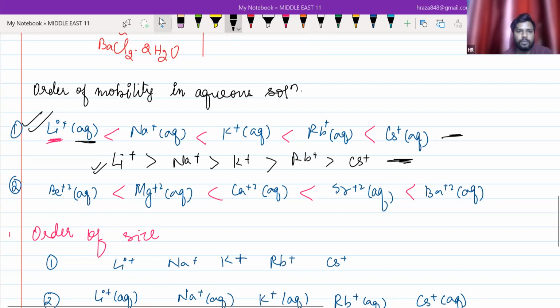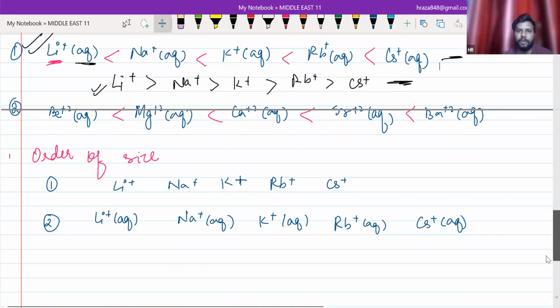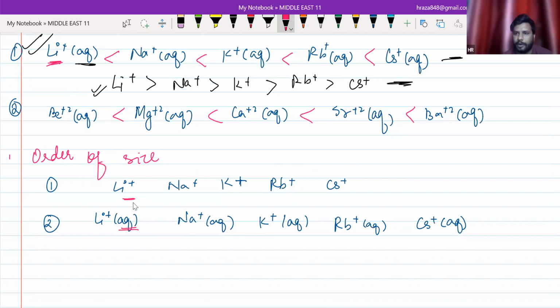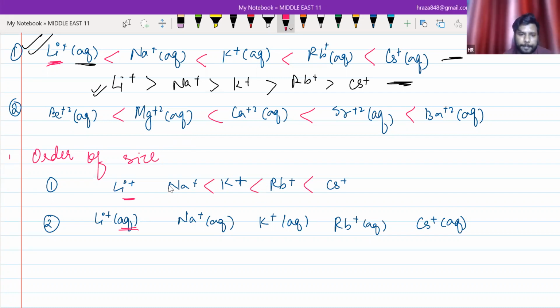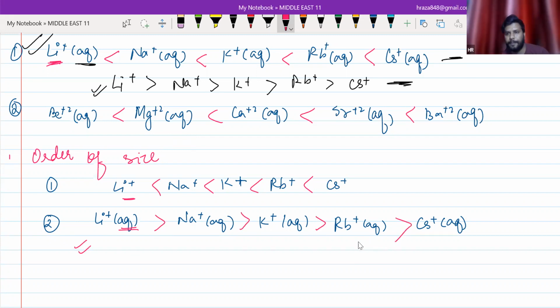Very good. What about this question? Can you do this? Yes, sir. Just a minute. This is aqueous, this is isolated. So the first one will be in increasing order, and the second one will be in order of size, like this, right? Yes, sir. And the second one decreases, sir. Why? You want to say this, right? Yes, sir. Why?